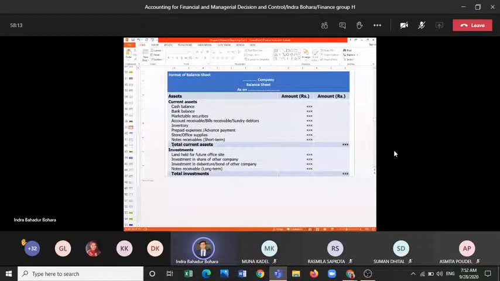According to NFRS or NAS, there is no strict provision. Any vertical format is recommended, and under vertical format, the balance sheet is prepared on a liquidity base or permanency base, starting from short-term or starting from long-term assets or long-term liabilities. There is no problem.